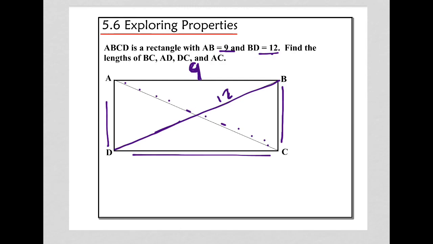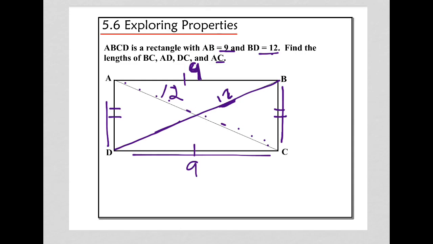Okay, we should see that rectangles have two pairs of opposite congruent sides. So if AB is 9, then DC should also be 9. Okay, this is our other pair. So when we find BC, we should know that it's the same as AD. We should also take note that their diagonals are congruent as well. So if this diagonal is 12, then this diagonal is also 12. So AC is also 12.